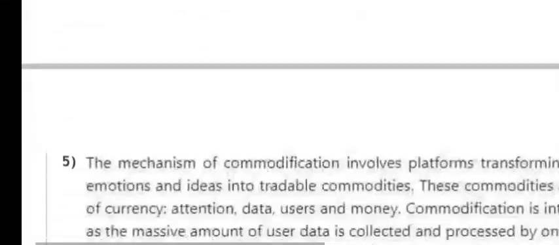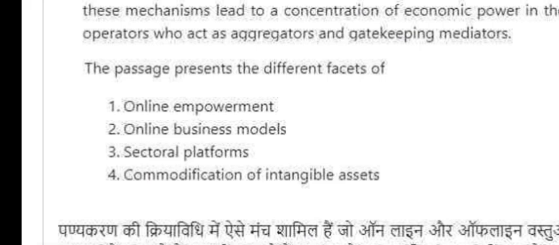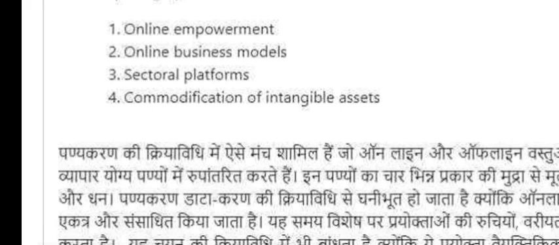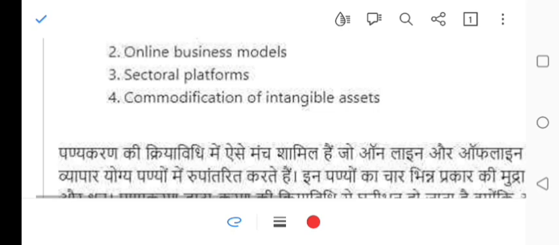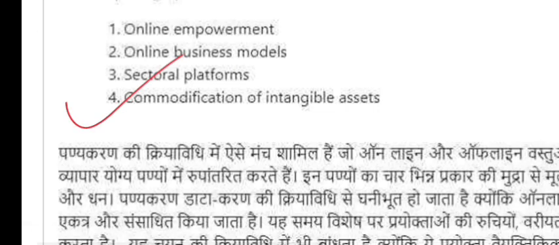So the last question, it says the passage presents the different facets of what? Online empowerment, online business models, sectoral platforms, commodification of intangible assets. So it will be number 4, commodification of intangible assets.